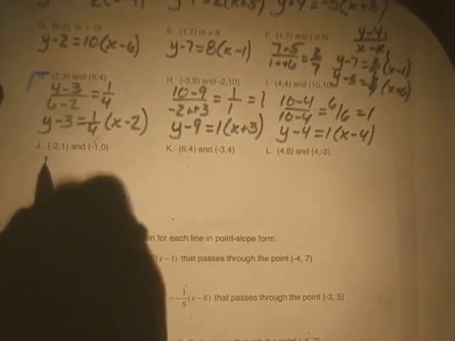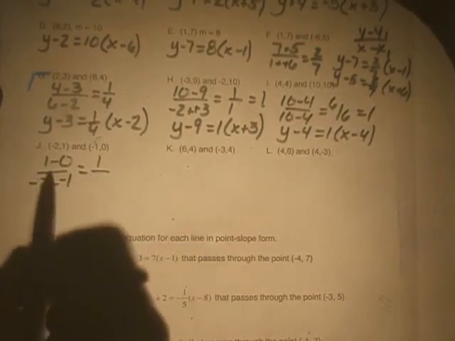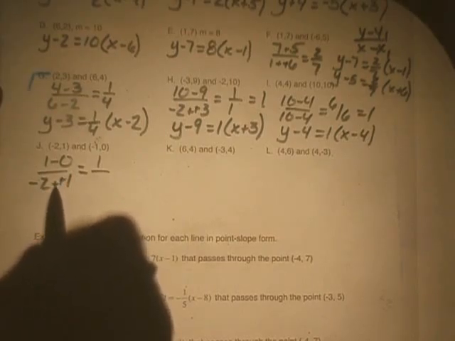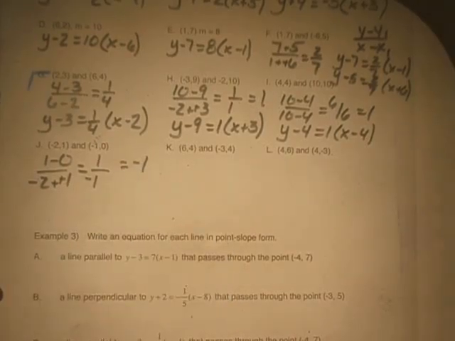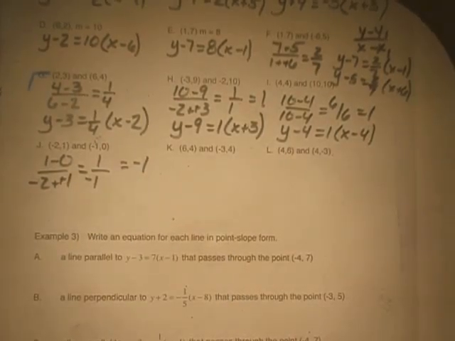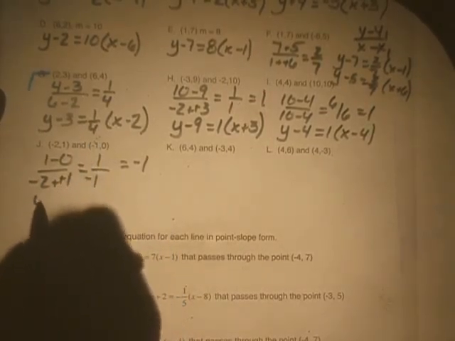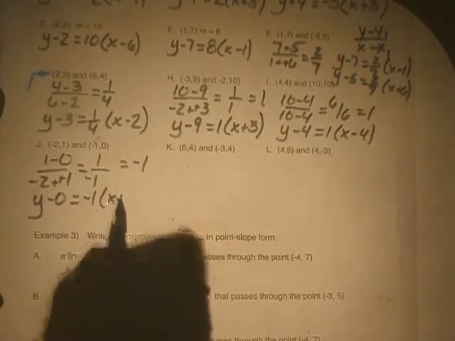Letter J, 1 minus 0, negative 2, subtract a negative 1. 1 minus 0 is 1. Negative 2 plus 1 is negative 1. So our slope is negative 1. And then I'm going to pick the second point because it has a 0. And our equation becomes y minus 0 equals negative 1 times x plus 1.